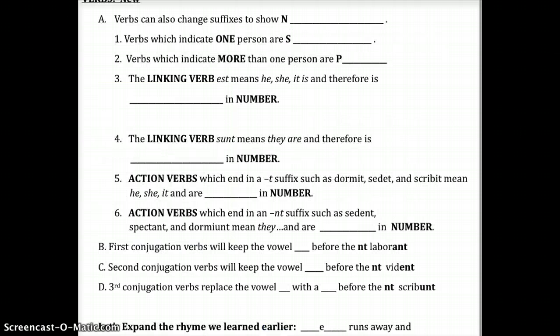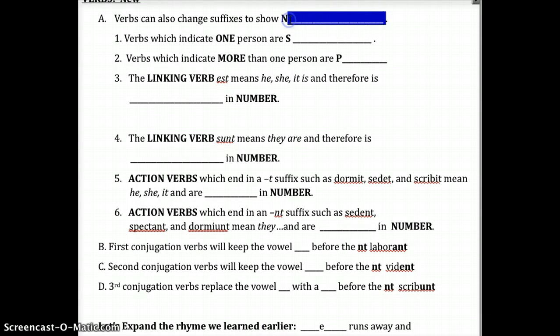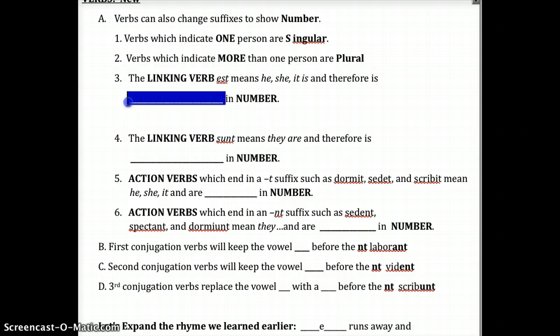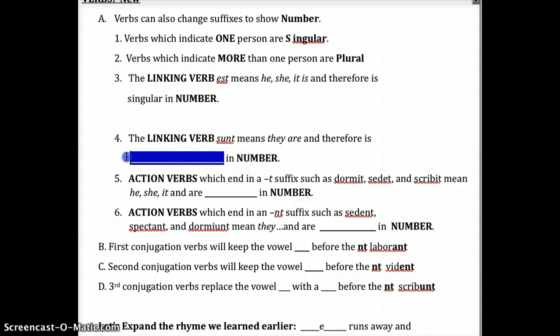Okay, so some new stuff on verbs. Verbs also have to change their suffixes to show number, right? We don't say we am, we say we are in English. Verbs which indicate one person are singular, naturally, and verbs that indicate more than one person are plural. The linking verb est means he, she, or it is, and therefore is singular in number. And the linking verb sunt means they are, and is therefore plural in number.